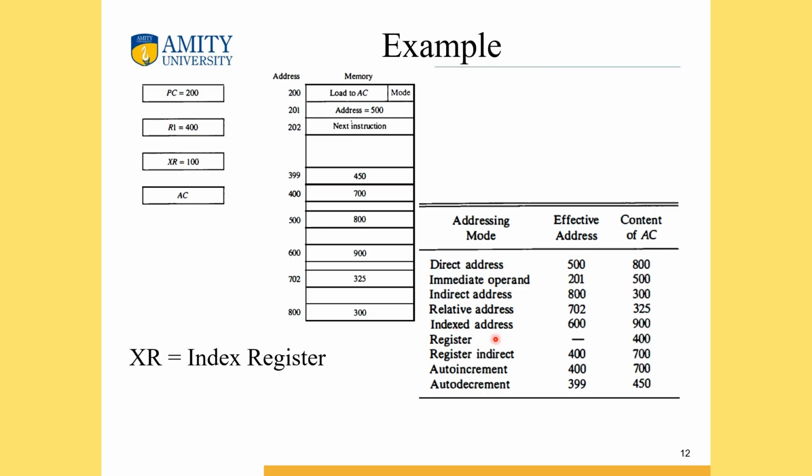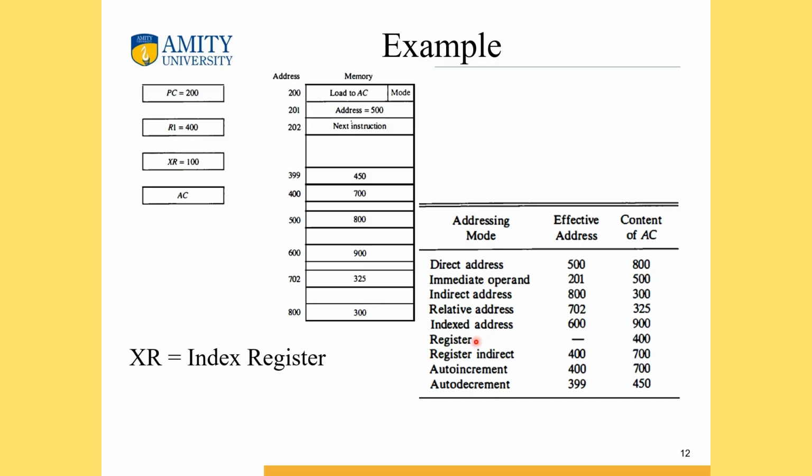In the indexed addressing, the value of the index register is added to the address 500. So 500 plus 100 gives us 600. Thus we point to 600, where we'll have the content 900. That will point towards some data, and then you will go there.